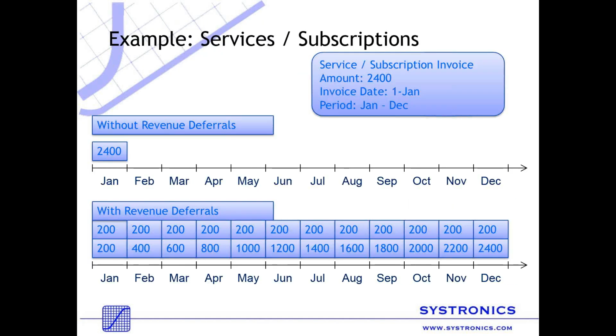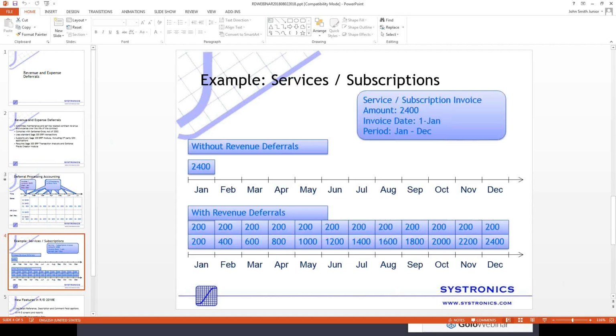So let's compare accounting with and without revenue and expense deferrals. Without revenue and expense deferrals, your entire revenue of $2,400 is recognized in January. With revenue and expense deferrals, you have $200 recognized revenue in January, $400 in February, $600 in March, and so on. The entire amount will be recognized only in December. Now let's see how the application works in Sage 300.